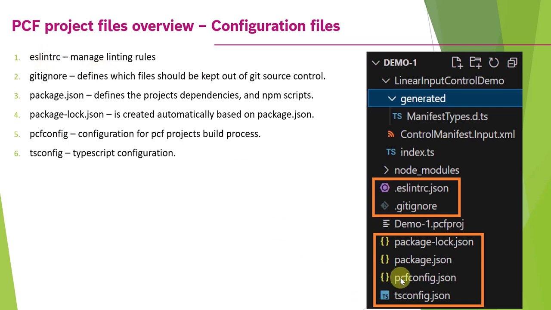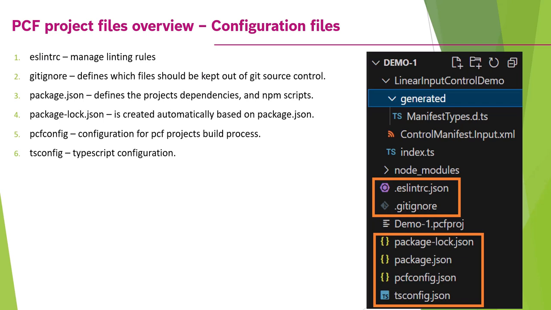ESLintrc is basically to manage the linting rules. Gitignore defines the files which should be kept out of Git source control. Package.json defines the project dependencies and npm scripts. Package-lock.json is created automatically based on your package.json file.